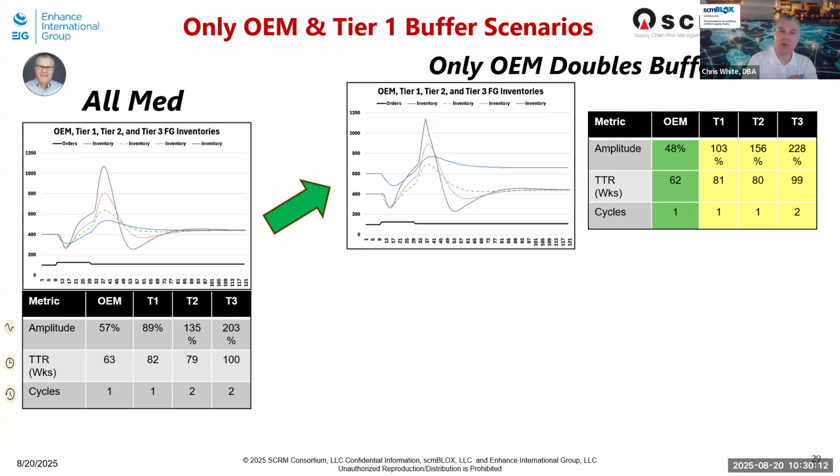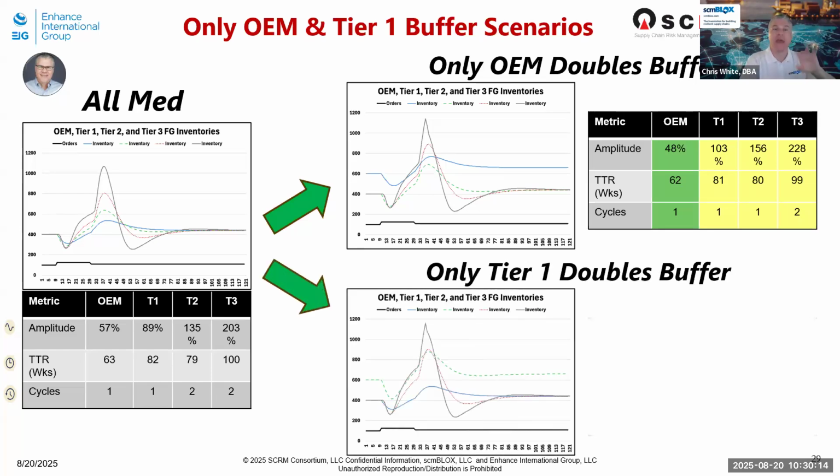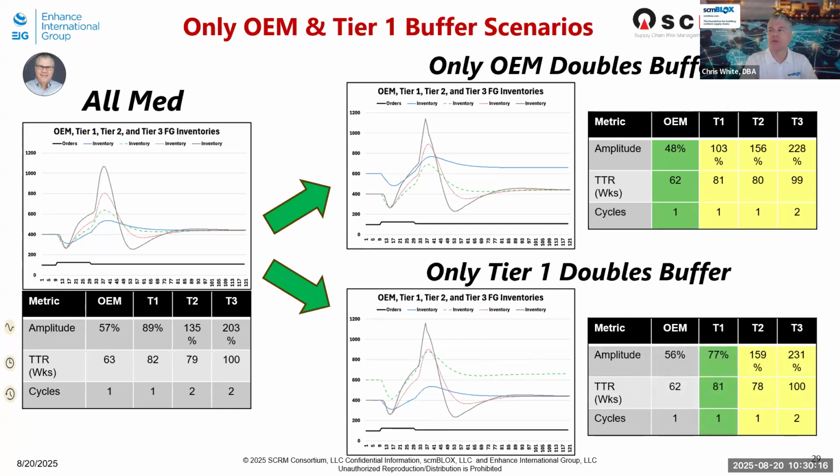So now let's go to tier 1. Now the OEM does not, and only the tier 1 does. You'll notice that the OEM doesn't benefit from that. The tier 1 benefits, and then the tier 2 and tier 3 do not benefit. And so let's keep going. We're going to go through the other two right now.